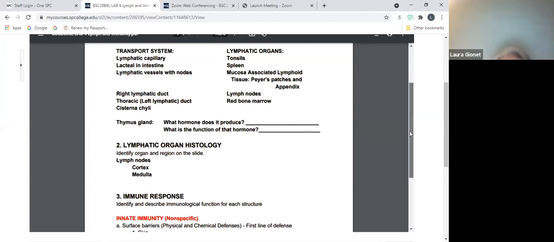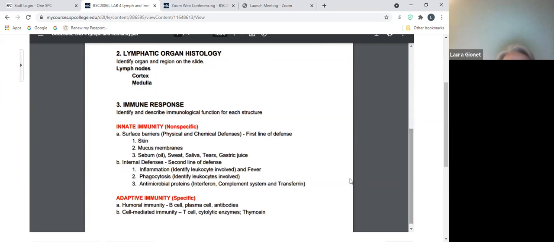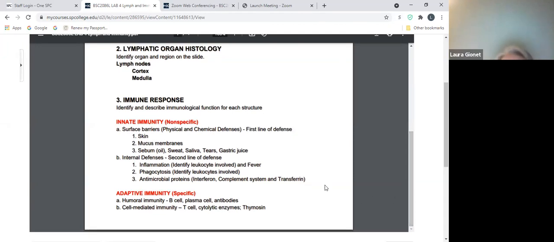And then we're going to look at some of the physiology, the immune responses in innate or non-specific immunity and adaptive immunity. So all these things you should be able to identify and describe immunological function for each structure. So surface barriers, the first line of defense, versus your internal defenses, which are all non-specific, and then your adaptive immunity.